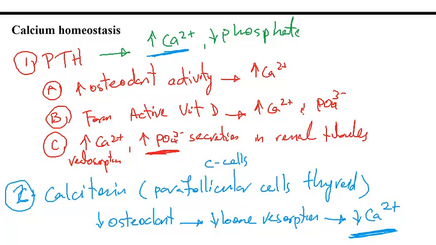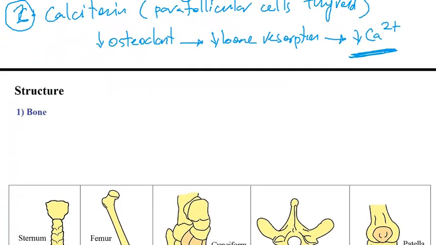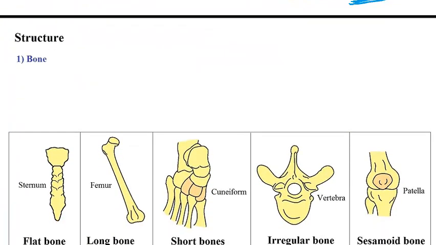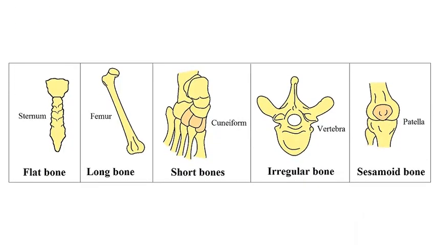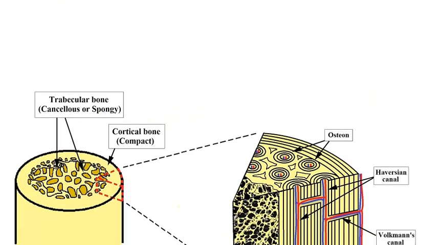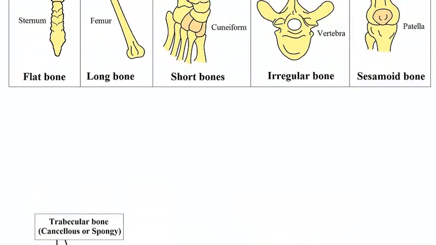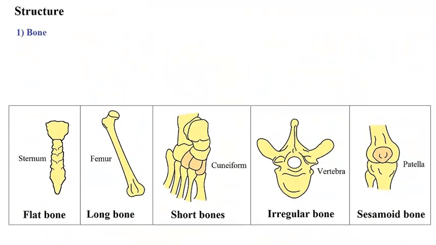Next, let's discuss different structures of bones. There are two ways that we can discuss structure of bones. One is based on their shape, and two, based on their histology, whether they're trabecular versus compact bone. First, let's discuss bone structures based on their shapes. We can have 5 different shapes. The first one is called flat bones, which are basically very thin and curved.